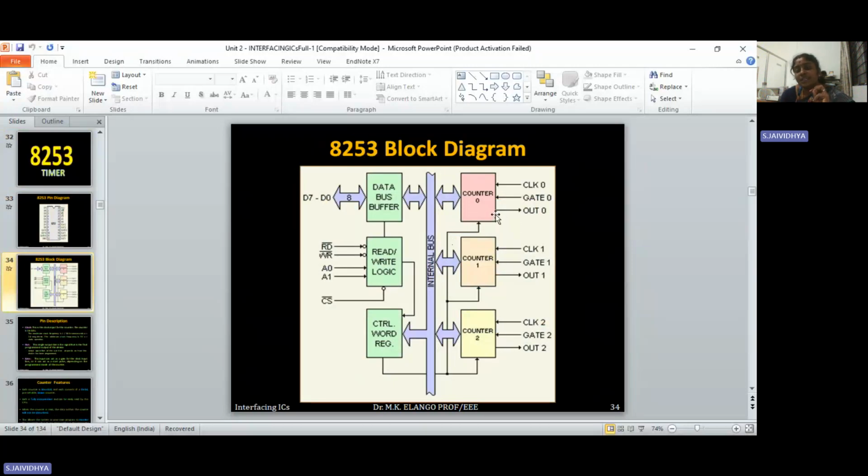In each counter, the two input signals are clock and gate. The output signal is one, mentioned as out 0, 1, and 2. The read-write logic consists of A1 and A0, and the chip select, read, and write signals are connected. In the data bus buffer, the D0 to D7 data lines are connected. So this is the block diagram, and these are all the things available in the 8253.